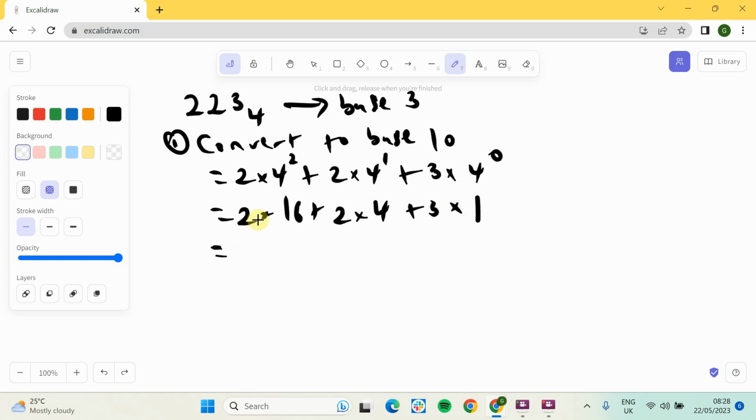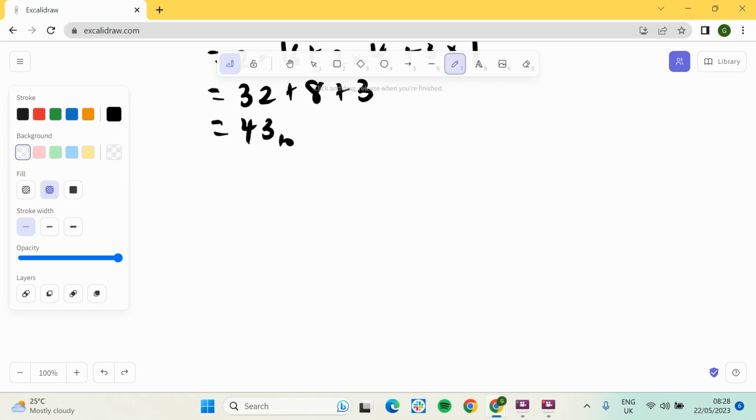So I'll simplify the multiplications before I add. 2 times 16 is 32, plus 2 times 4 is 8, plus 3 times 1 is 3, right? So 32 plus 8, that is 40. 40 plus 3, that is 43. So 43 in base 10. Great. So we've converted to base 10. Then the next step is to do what? Convert that base 10 to what? To the base that we want to convert to, which is base 3.